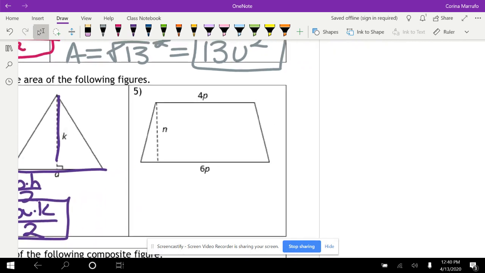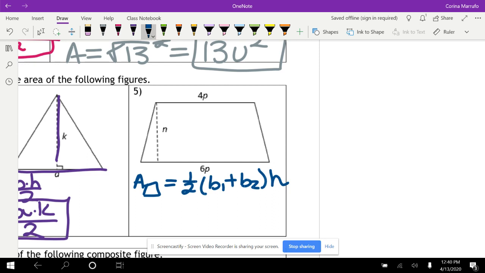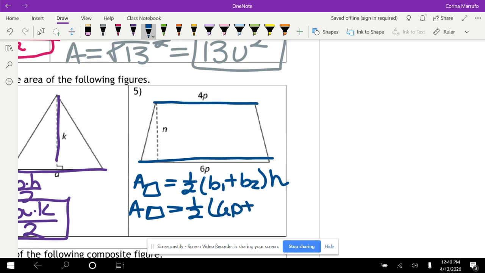All right, the next one, this is the area of a trapezoid. So the area for a trapezoid, if we remember the formula, it's going to be 1/2. We add our bases together, base 1 plus base 2, and then we multiply it times the height. So to write this, it's going to be area equals 1/2. And then one of our bases is 6p and the other is 4p. So we're going to write 6p plus 4p times our height.